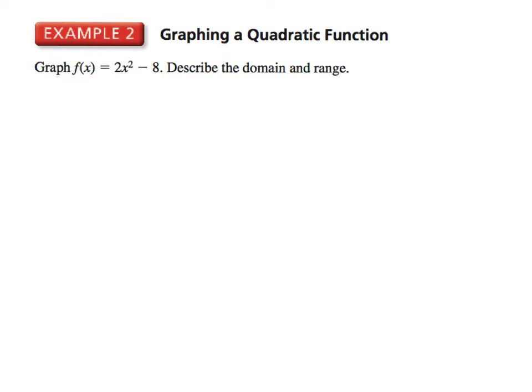Now in example 2, you'll notice this is in standard form, ax squared plus bx plus c. You could find the vertex using negative b divided by 2a and go from there. But instead, we're going to factor it. So I'm going to take out a 2.